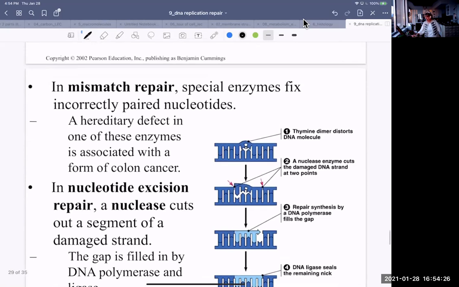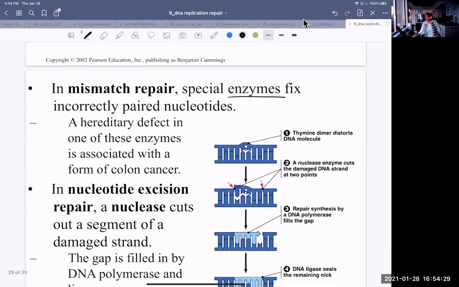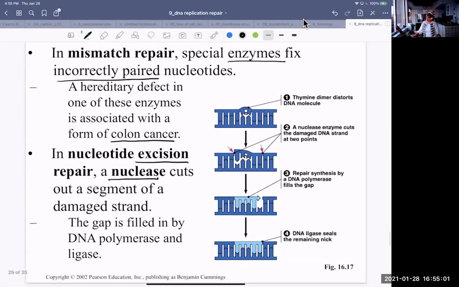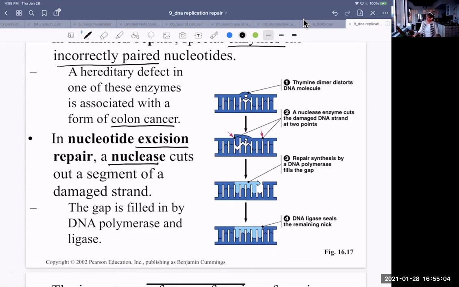But here's mismatch repair. These are special enzymes. They fix incorrectly paired nucleotides. Sometimes that's just a hereditary defect. We talked about one, sickle cell anemia. That's an incorrectly paired nucleotide, just one. There's another that's associated with a form of colon cancer. So what happens is excision. A nuclease cuts out the damaged strand, and then the polymerase fills in the cutout bit.